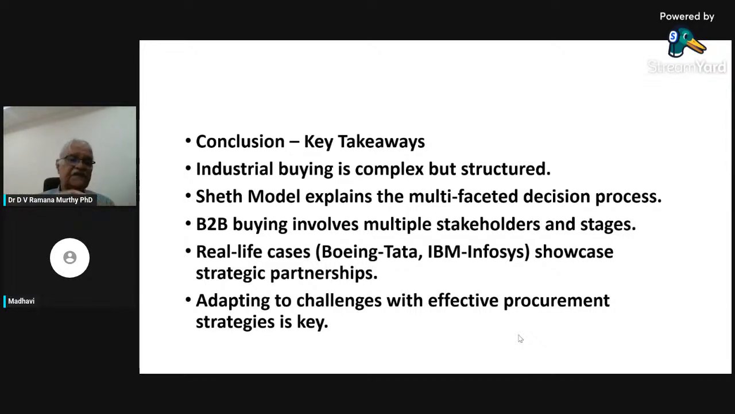One more thing: adapting to challenges with effective procurement strategies is the key. There are definitely challenges. That's why technology-driven scenarios must be properly examined, and suppliers must be evaluated, not sticking to one or two suppliers. We have to take sufficient risk, budgets, and everything will be counted upon. Okay, with this we close.